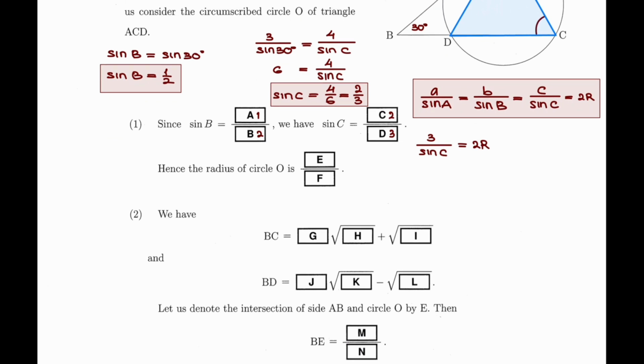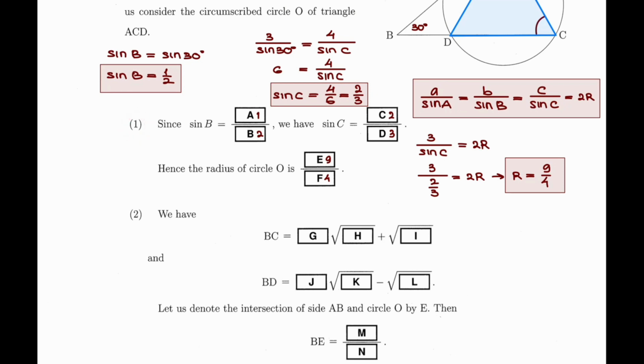And then 3 over 2 over 3, since sine C is equal to 2 over 3. 3 over 2 over 3 is equal to 2R. By solving this equation, you will obtain R is equal to 9 over 4. So my final answer for letters E and F is 9 and 4. This is my answer for the first question.